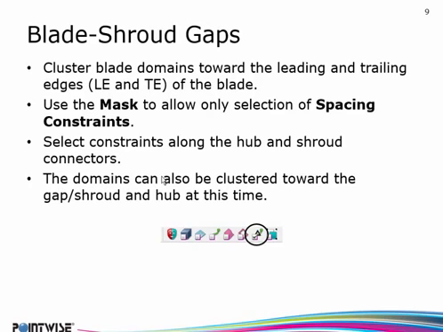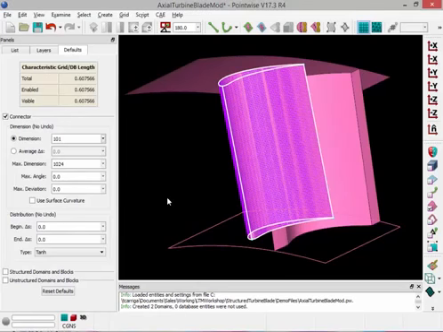And to do that, I'm going to use this tool that we have that allows you to select spacing constraints directly on your connectors, right at the top level of the interface. And in order to select them, I have to change the settings for my mask so that I can select those spacing constraints. While we're doing this, I'm actually going to also go ahead, as it says in the last bullet, and cluster the domains towards the top and the bottom of the blade or at the shroud and the hub. Even though we don't really need that for this example, but just to go ahead and show it.